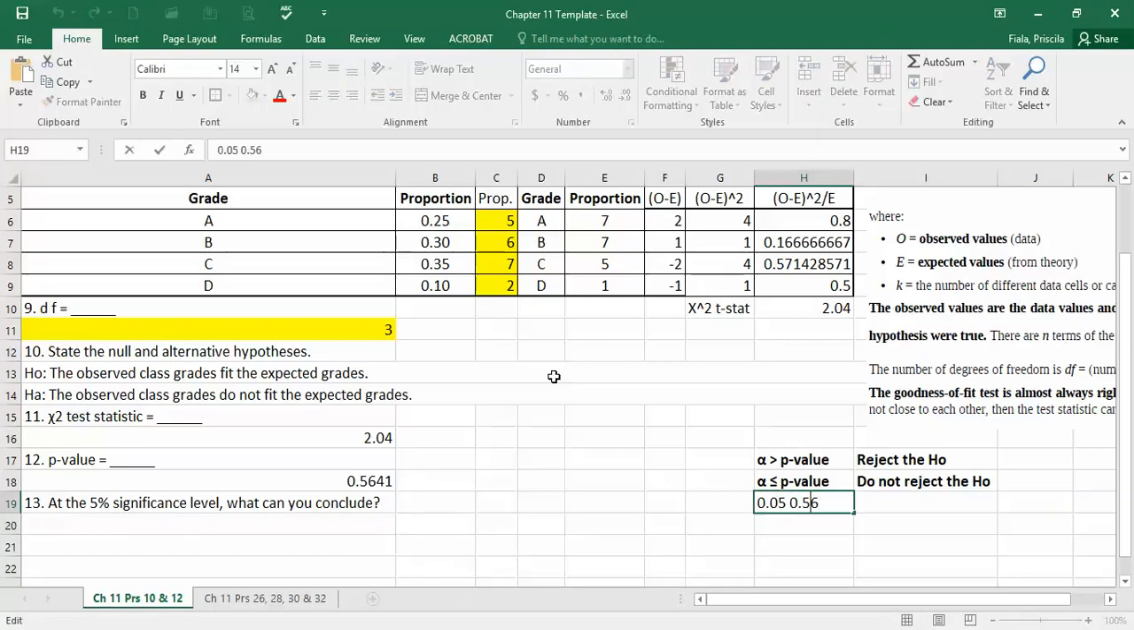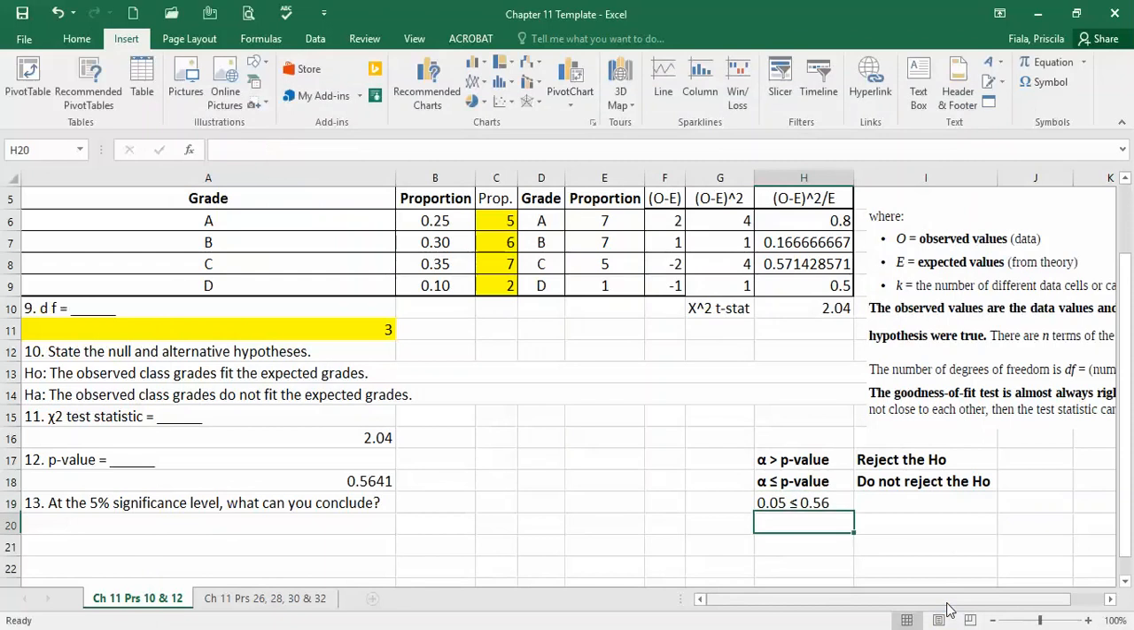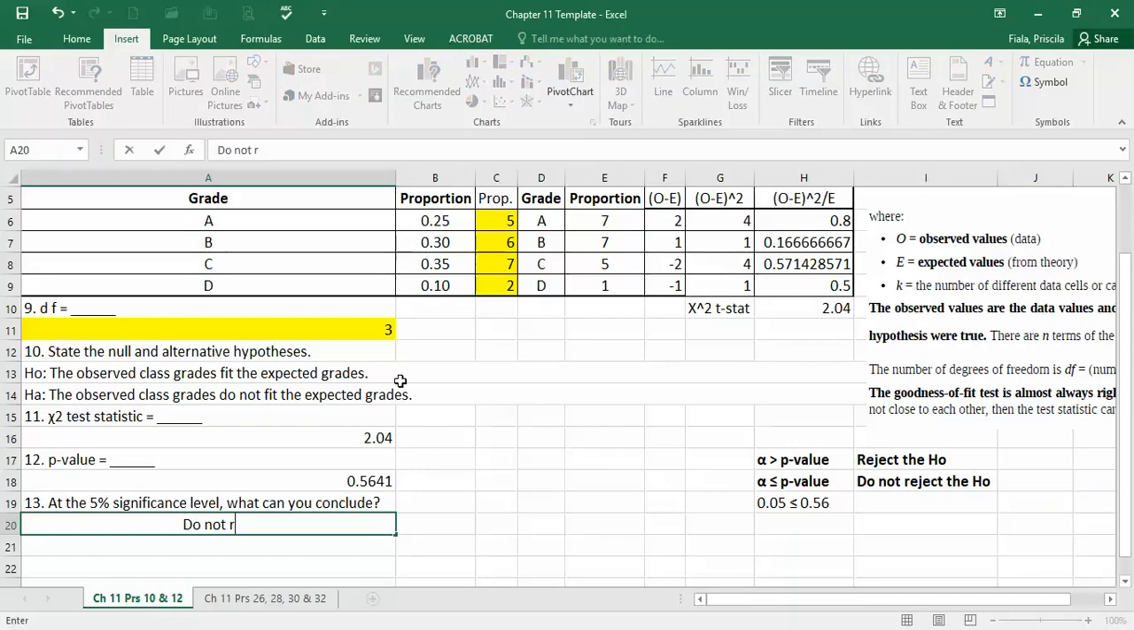Okay, so let's take a quick look. Is your alpha less than the p-value, correct? So therefore, let me put the actual symbol. Alpha is less than the p-value, therefore, what do you do? So what do you conclude? Do not reject the null hypothesis.